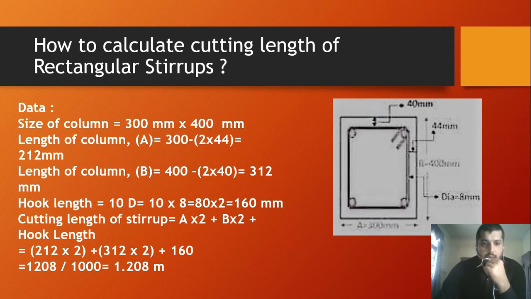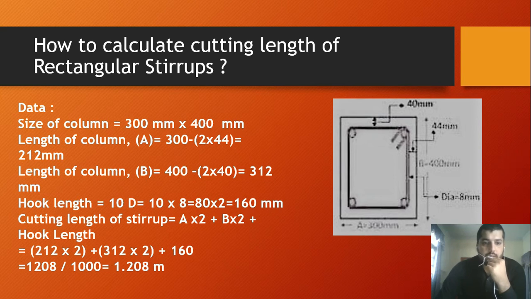Length of the column A is equal to 300 minus 2 into clear cover. That comes to 220 mm, and the length of the column B is 400 minus 2 into 40. This one I'm going to find this length. So here it's coming 320 mm.